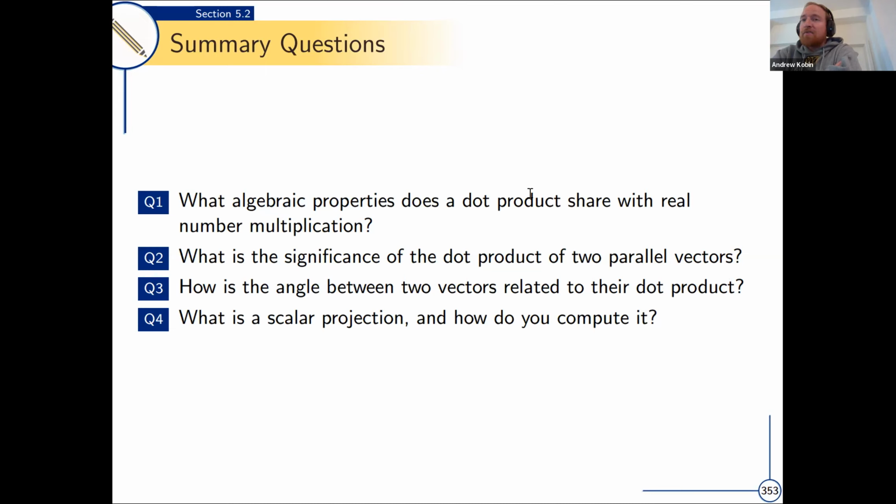How is the angle between two vectors related to their dot product? And finally, what is that scalar projection number and how do you compute it? What does it mean and how do you compute it? Those are both important questions.